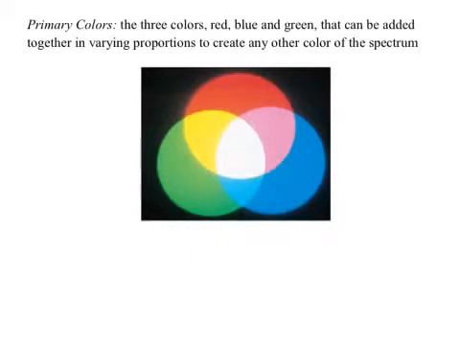Now the primary colors. Here we're looking at the primary colors of visible light. We're not looking at primary pigment colors, which have to do with art. So we're looking at the three colors, red, blue, and green, that can be added together in different proportions to create any of the other colors of the spectrum. What you'll notice is that when the overlapping of all three of these colors occurs, we get white light in the middle there. When these two colors overlap, we get yellow light.